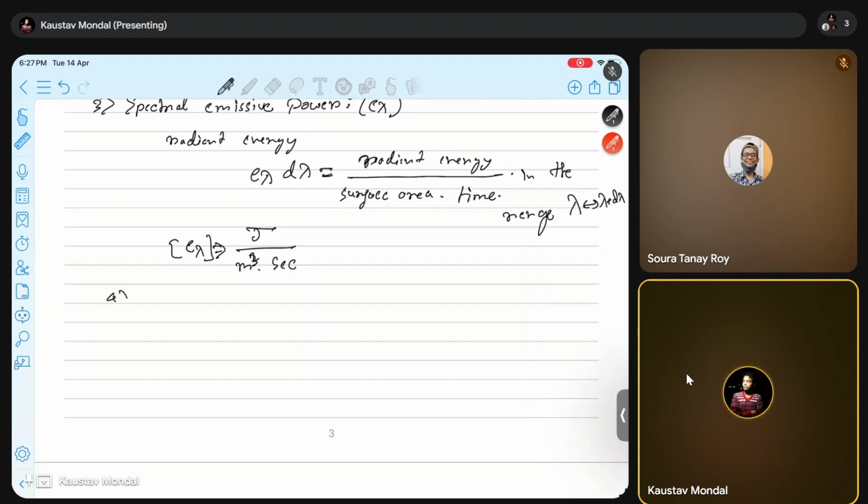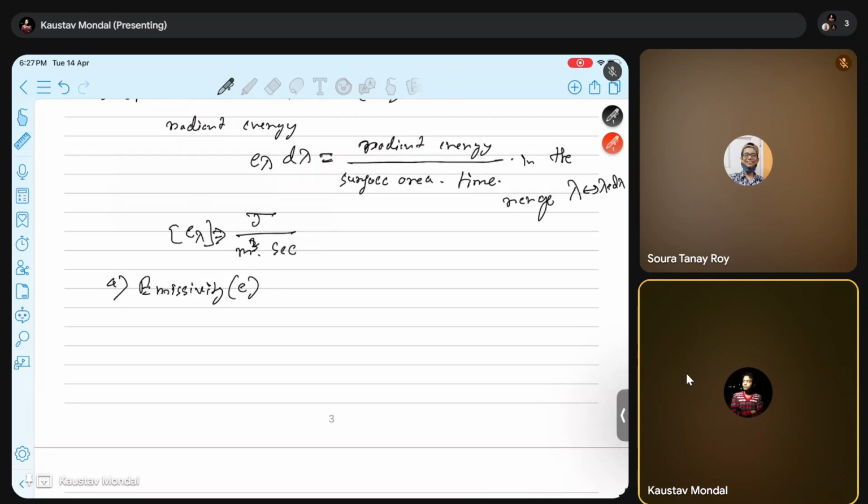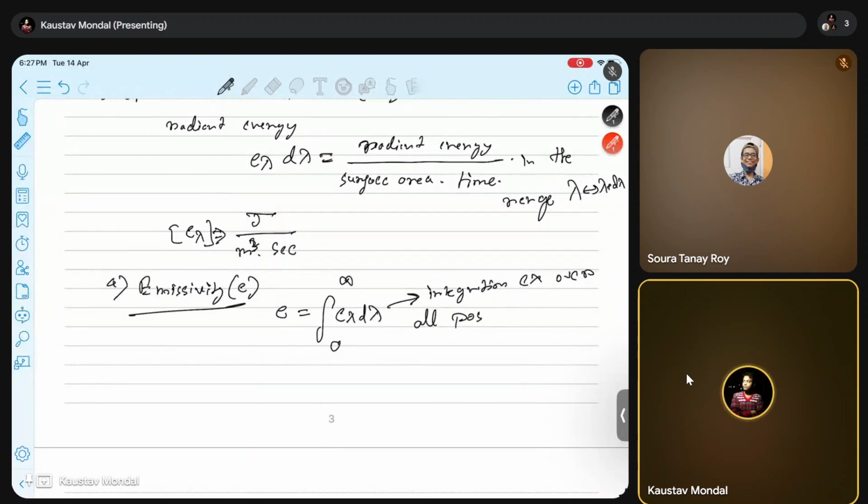What about emissivity? E is the integration of E lambda d lambda over all possible lambda, from 0 to infinity. This is known as emissivity.